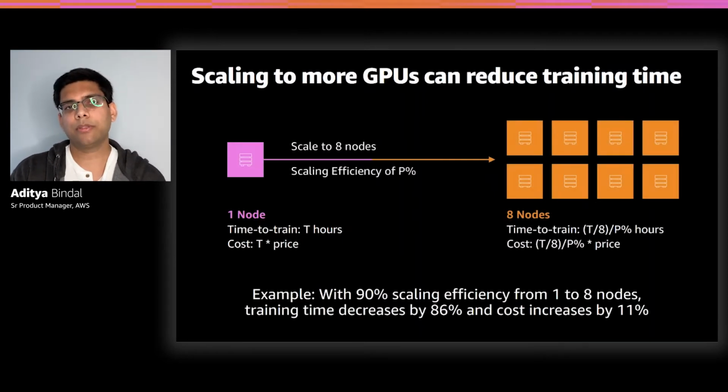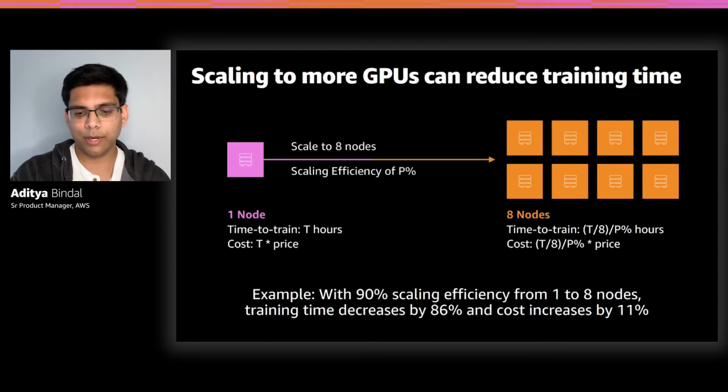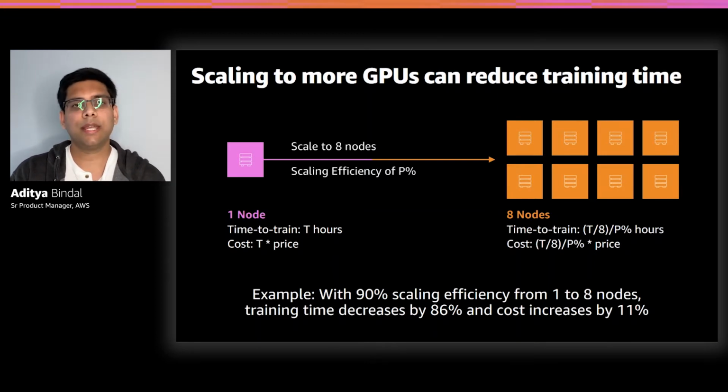So let's talk about the value proposition and the economics of distributed training. What's the benefit of going from a single node, a single GPU instance like the P3DN 24x large, to a cluster of nodes with multiple P3DN 24x large instances? In an ideal case, if it takes you 8 hours to train a model with one machine, it should take you 1 hour to train that with 8 machines. But in practice, you don't scale perfectly. And we'll talk in a few minutes about why that's the case.